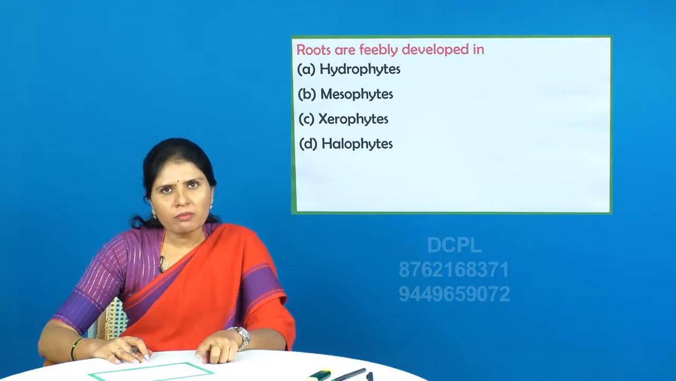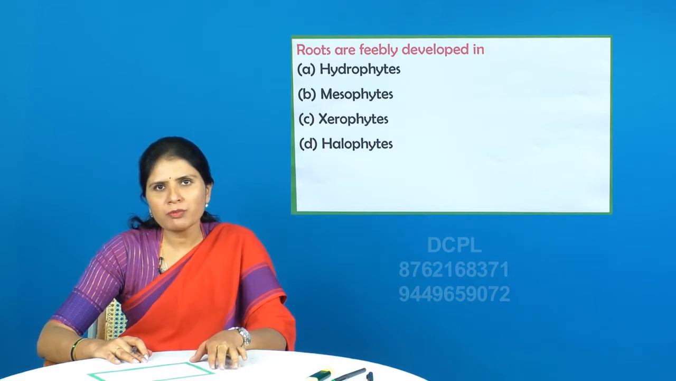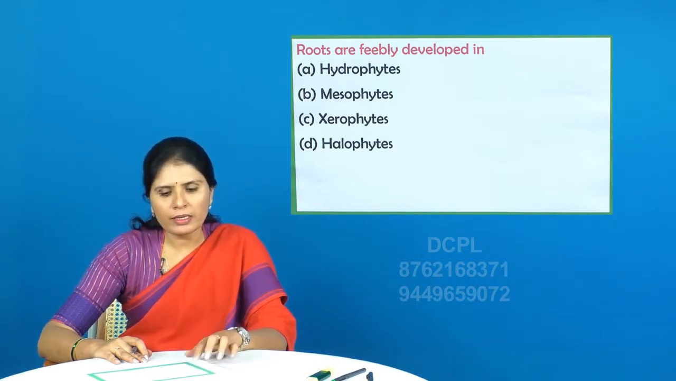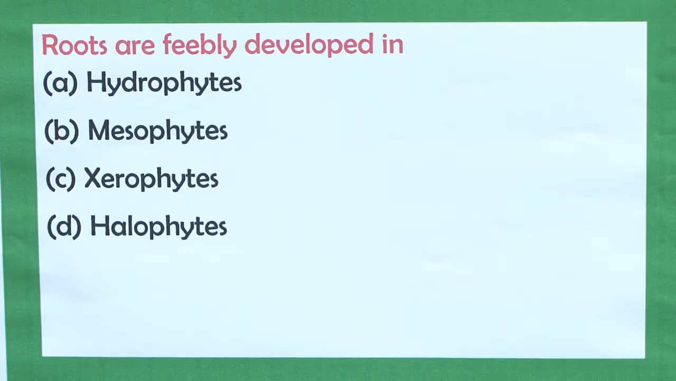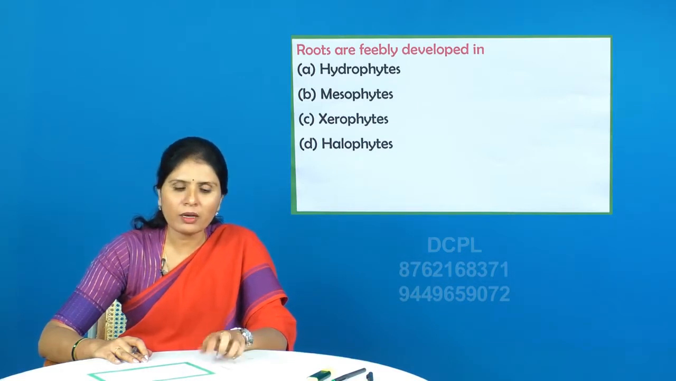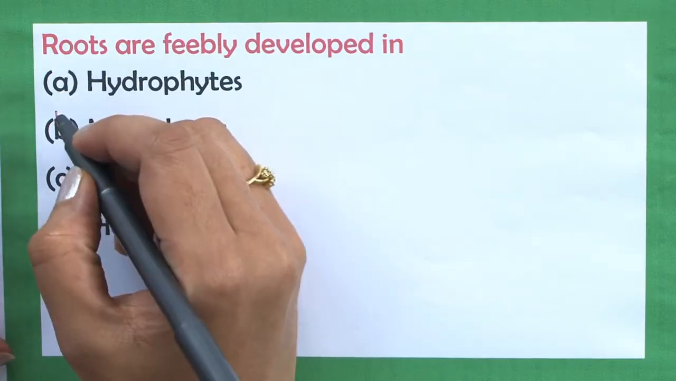So, what are mesophytes? Mesophytes are the plants which require moderate water content for their growth, and xerophytes are the ones which grow in low water content, and halophytes are the ones which grow in saline water. Hydrophytes are the ones which grow completely in water. When the function of root is to absorb and anchor, hydrophytes, or the water, is a place wherein the roots do not need to grow well for the purpose of anchorage and absorption. So, the appropriate answer would be hydrophytes.